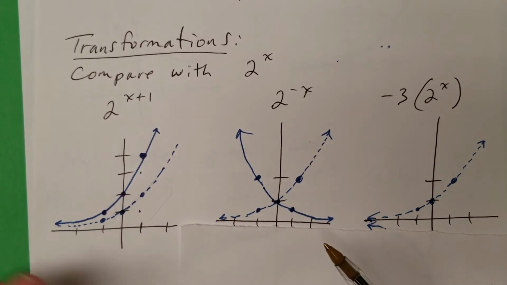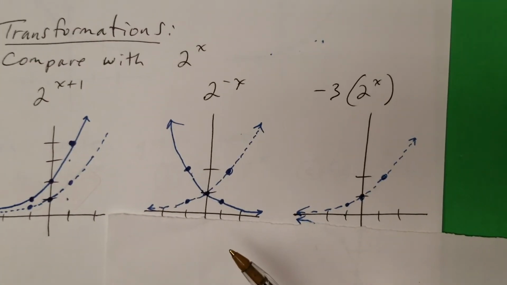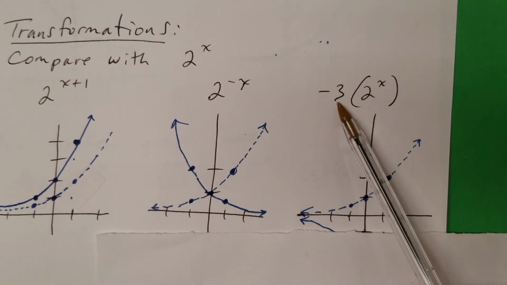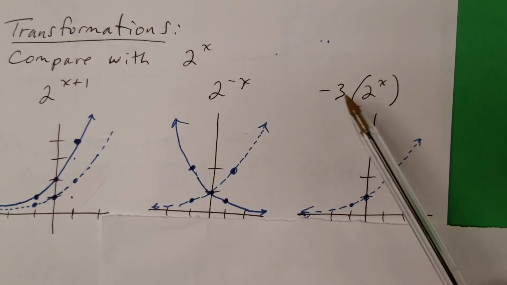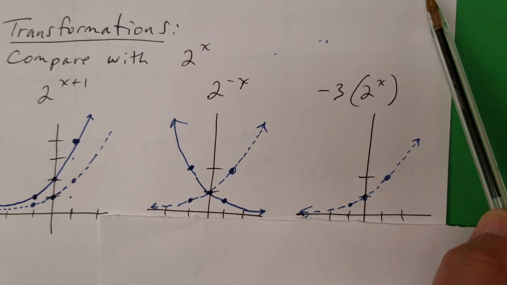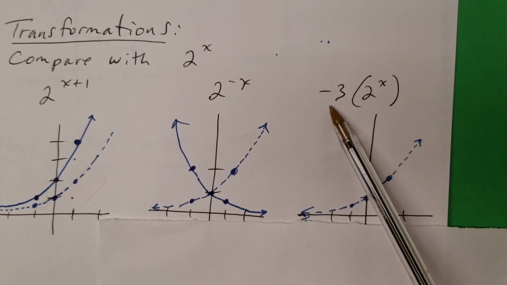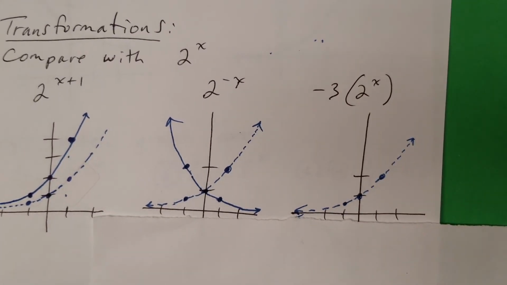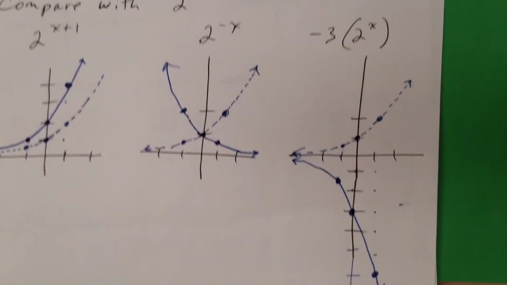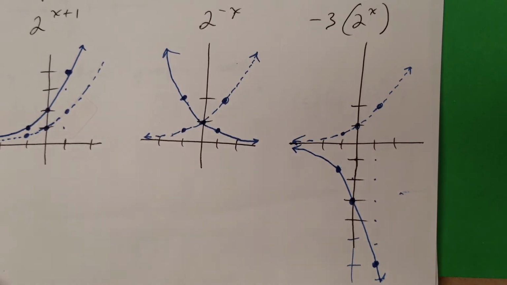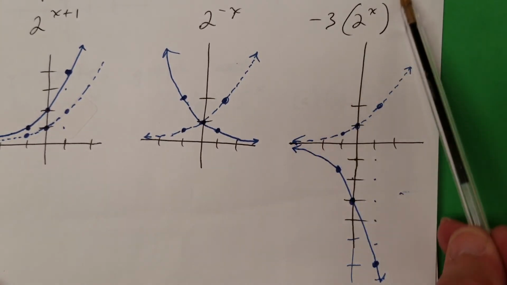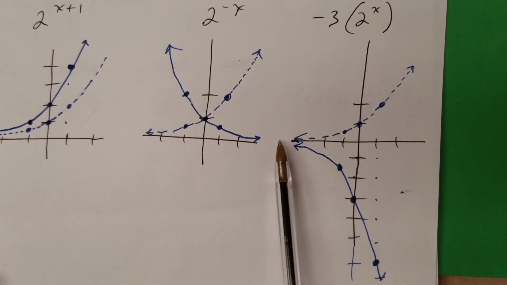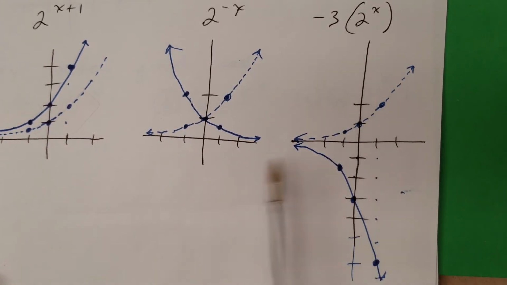Right? And lastly, what if we multiply a number in the front here? Well, we know what happens when you multiply a number. It'll stretch it. It'll make it go faster. But in this case, our number happens to be negative. So not only is it going to stretch it, it's going to flip it over. So not only is it going to go faster, but that faster is going to flip over.